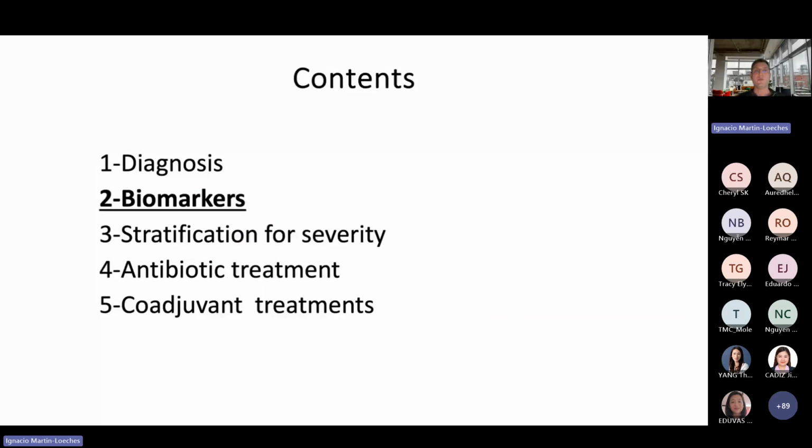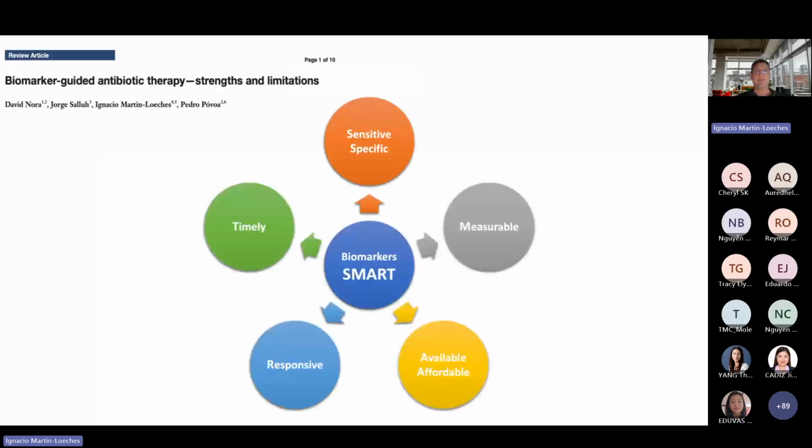We are going to move to biomarkers. In biomarkers, it is important to consider that we have these 5 points that have a bit of a marketing feel, but I would say that they are important when we are going to choose the biomarker. Sensitive and specific, measurable. We need to know what we are measuring. It needs to be available and affordable.